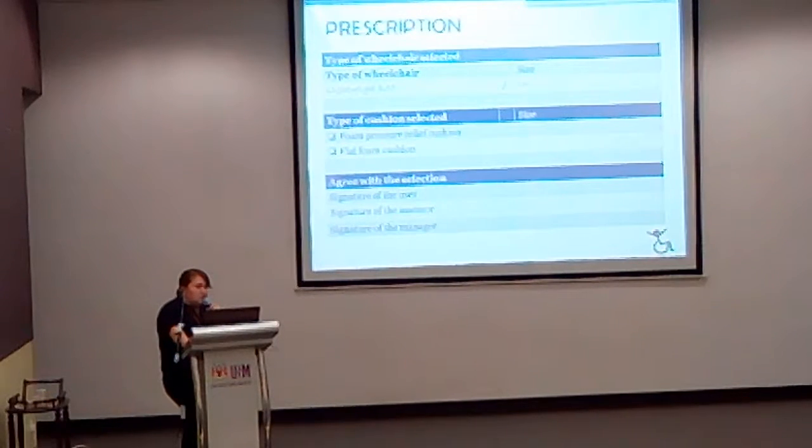So after you select all the part of the wheelchair, then you will write down what is the type of wheelchair that you are going to prescribe to the patient. So there is a type there. You can write either lightweight DAF. DAF is mean that detachable armrest and footrest, and the size. Okay. And then the cushion you select is that the form pressure relief or flat form, and then remember to write down the size also.